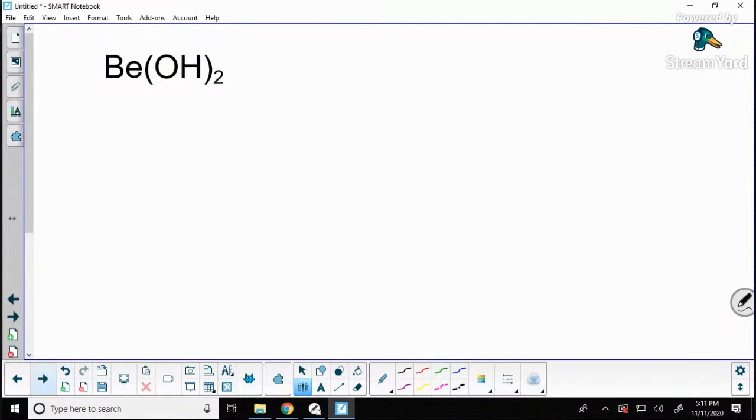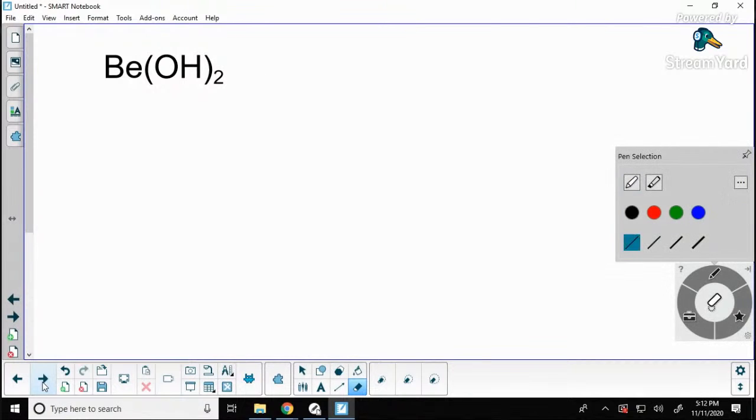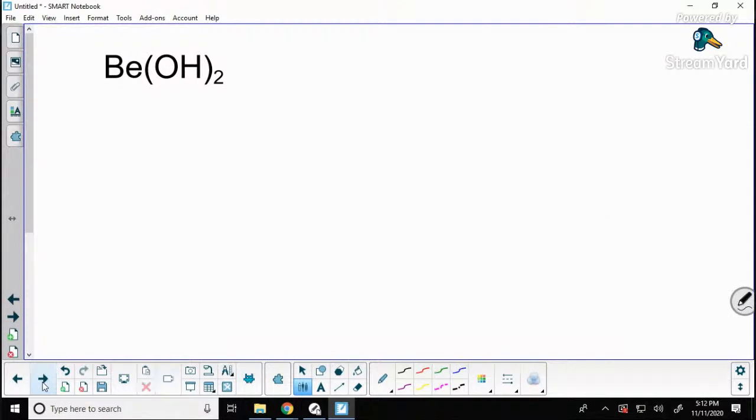Let's look at another one. This is a little more complex in that we're now involving parentheses. When you see parentheses, what this means is that in this compound, there's 2 of this OH group for every 1 beryllium. So when we list out our elements and then tell how many there are, we have to, in essence, factor through. So I've got beryllium, I have oxygen, and I have hydrogen.